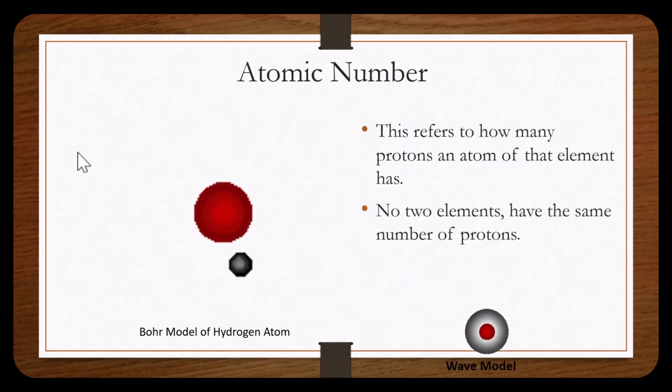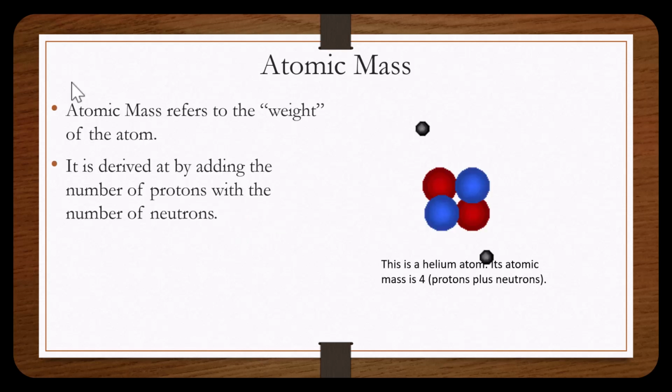Atomic number. This refers to how many protons an atom of that element has. No two elements have the same number of protons. Atomic mass. Atomic mass refers to the weight of an atom. It's derived by adding the number of the protons with the number of neutrons. This cartoon is a helium atom.